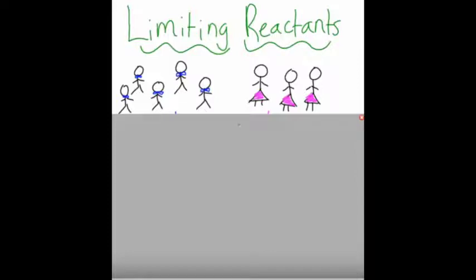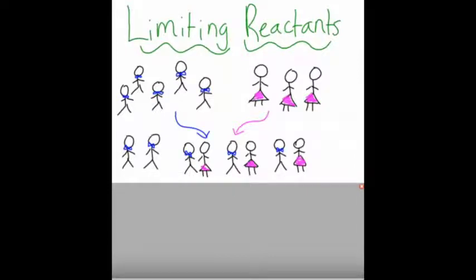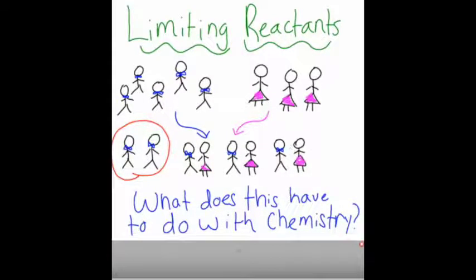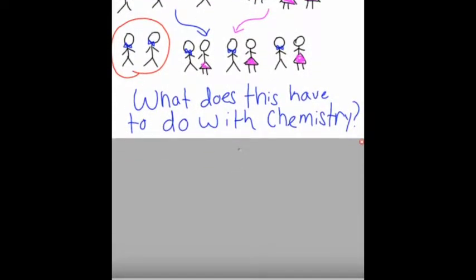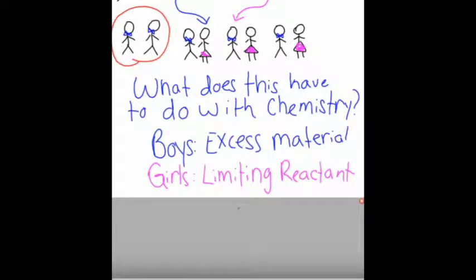So you're at a school dance, the music starts playing, and everyone starts to couple up and dance together. However, you'll notice right now that there are fewer girls than there are guys, and so we've got two guys that are left out over here. So what does this have to do with chemistry, is what you're probably asking. In this case, we're going to take a look at what the limiting reactant is. You can see that the boys here are the excess material in the dance, so that makes the girls the limiting reactant.